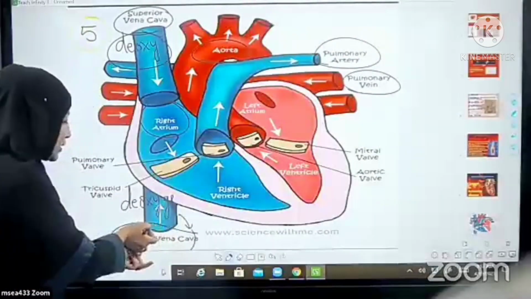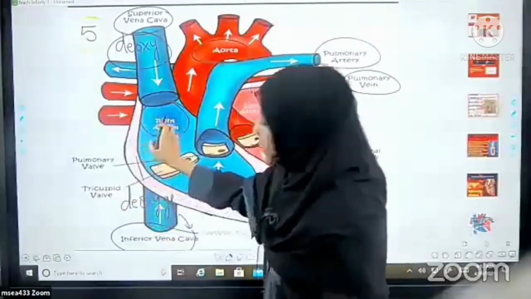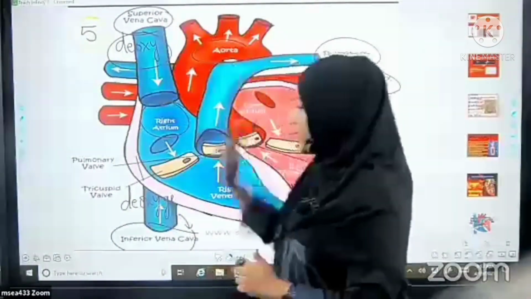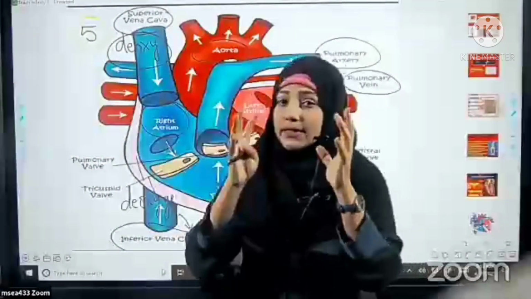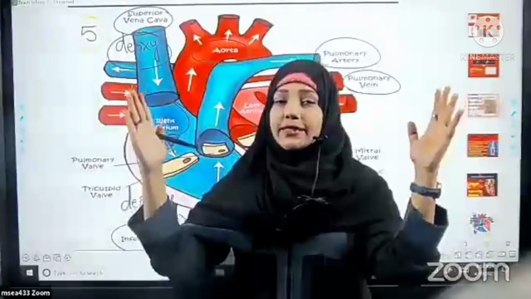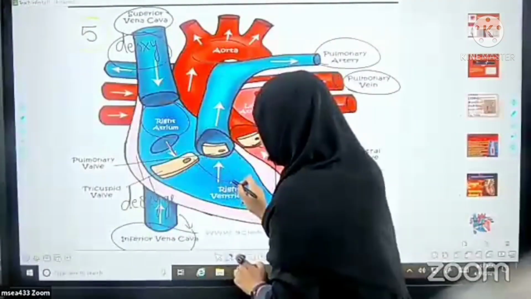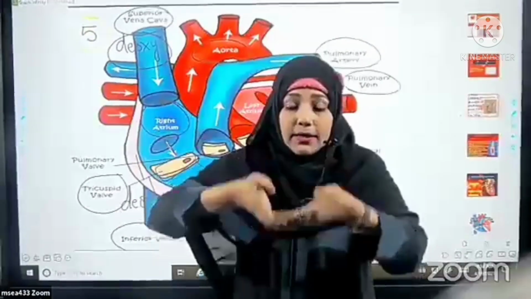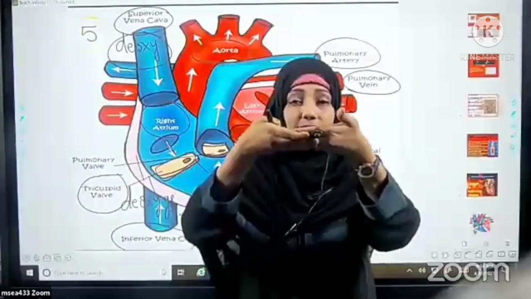How come, ma'am? The inferior vena cava is coming from below, but how is it collected? It opens from the backside, beta, into the right atrium. And here directly you can see the opening. But this one opens from the backside. Once the blood is collected, the right atrium contracts and sends the blood into the right ventricle. When the right atrium is getting filled with blood, the tricuspid valve opens and the blood goes into the right ventricle. Again, that valve gets closed.